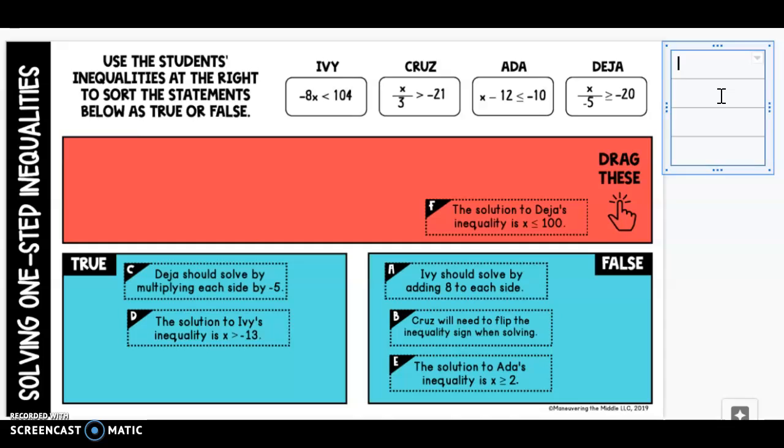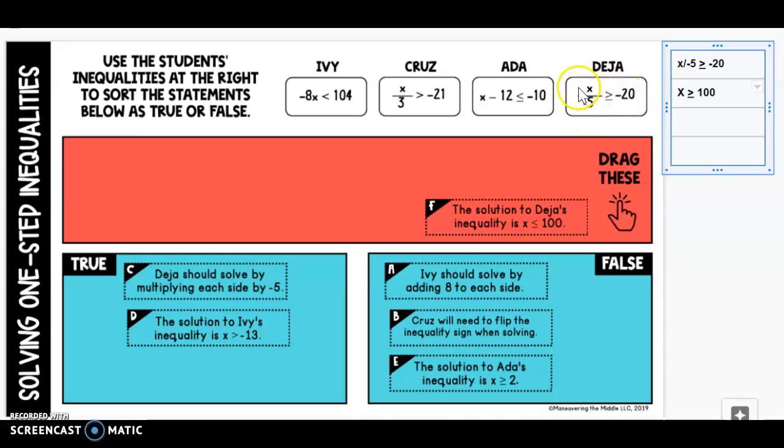And the solution to Deja's inequality is x is less than or equal to 100. We have x divided by -5 is greater than or equal to -20. Let me put that on there. Okay, because I'm dividing by a -5, I need to multiply each side by -5. So I have x is greater than or equal to, because I'm multiplying by -5, a negative times a negative equals a positive. So -20 times -5 is a positive 100.